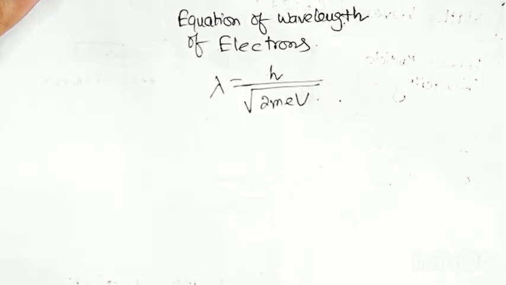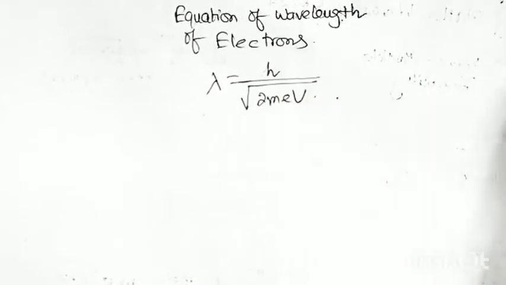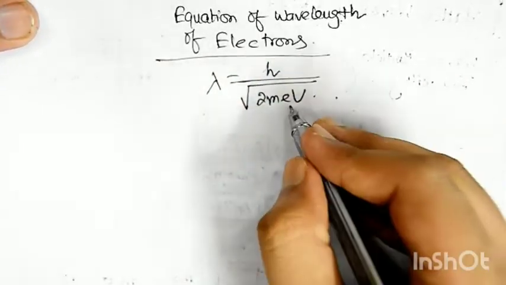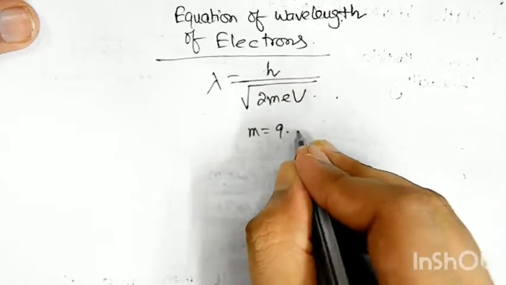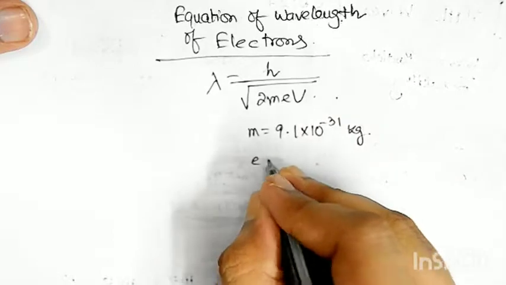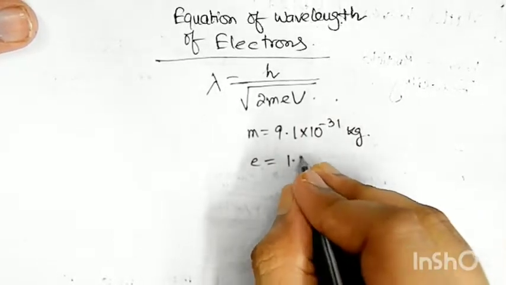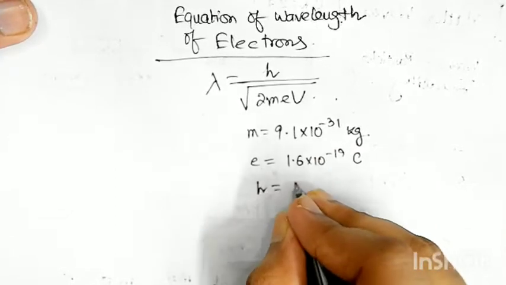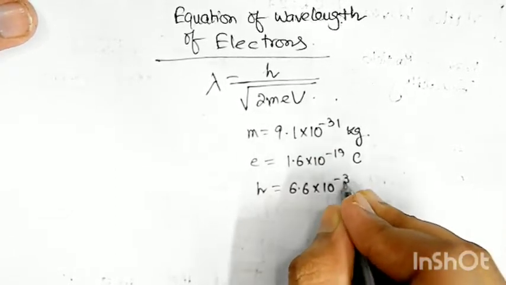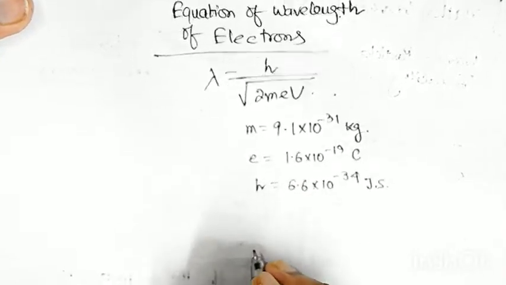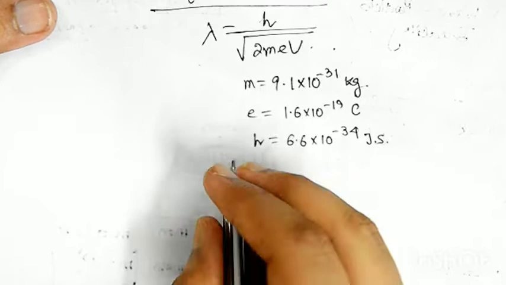Now most of these values are known to us except V, the potential difference, which we will use to accelerate the electrons. We know the value of mass: 9.1 × 10^-31 kg. The charge of the electron is 1.6 × 10^-19 coulomb, and h is Planck's constant, known to all of you. So if I put these values in the equation, what shall I get?